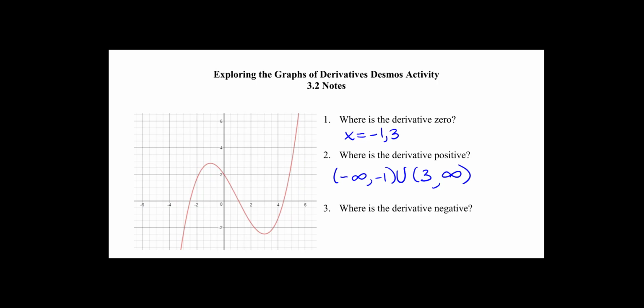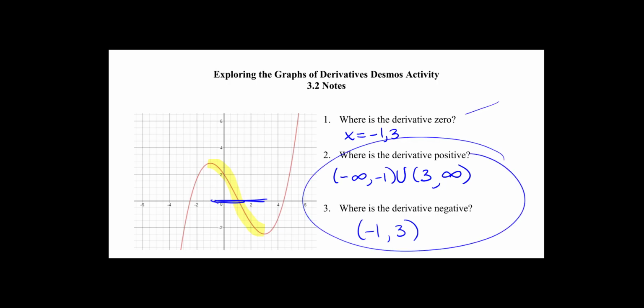Now our derivative will be negative anywhere the original function was decreasing, corresponding to tangent lines with a negative slope, and that was the x values from -1 to 3. Notice that these intervals are all broken up by the x values where our derivative was equal to 0.